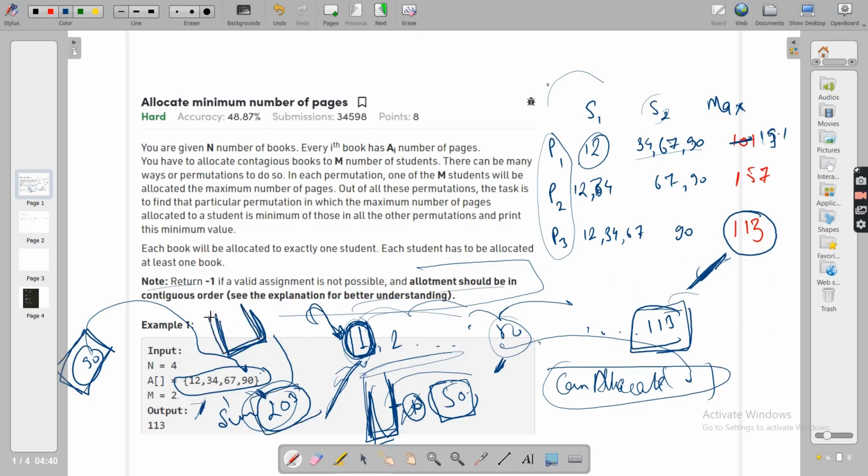Obviously, if you keep 203 as the maximum size, if you are saying that I can give every student a maximum of 203 pages, am I able to distribute? Obviously you will be able, because 203 is the maximum size. You can give this entire array to one. But you have to make sure that every student gets at least one book.